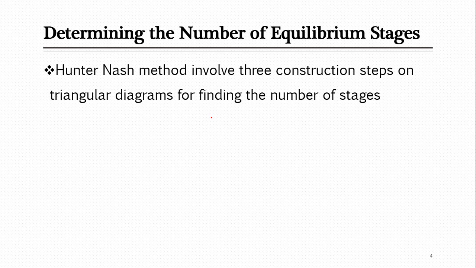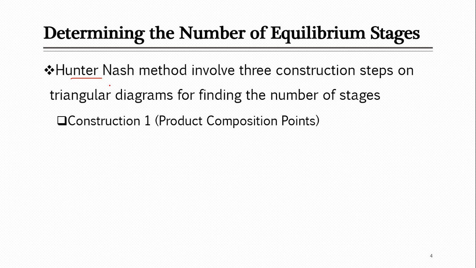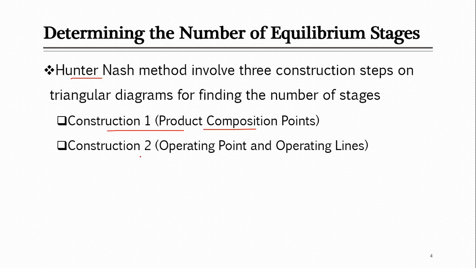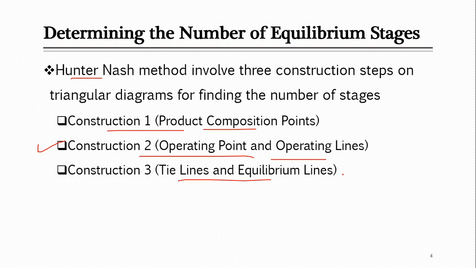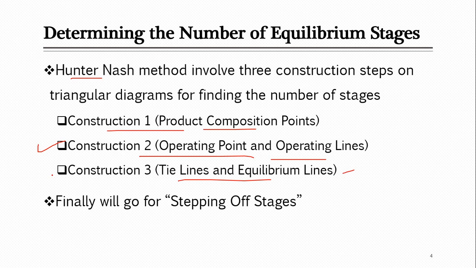Alright, come to the topic which we were discussing, that was the Hunter-Nash method. In this method we said that there are a few steps used for calculating the number of stages. The first one was construction 1, which is the product composition point, which we discussed in great detail yesterday. Then construction 2, in which the operating point and the operating line are found, from where we have to start today. Then there is construction 3, in which tie lines and equilibrium lines are constructed. And finally we go for stepping off stages.